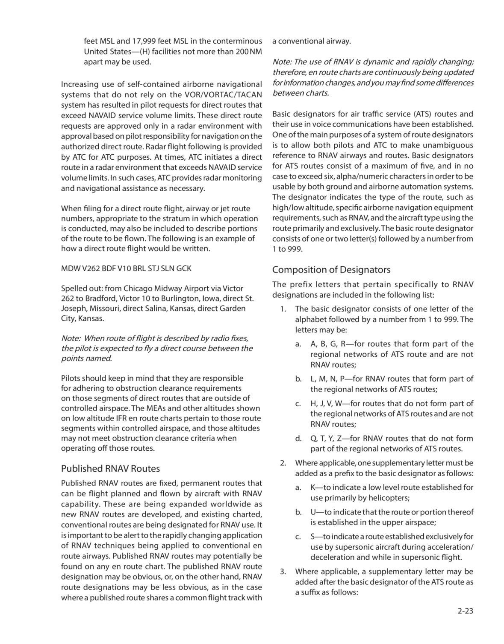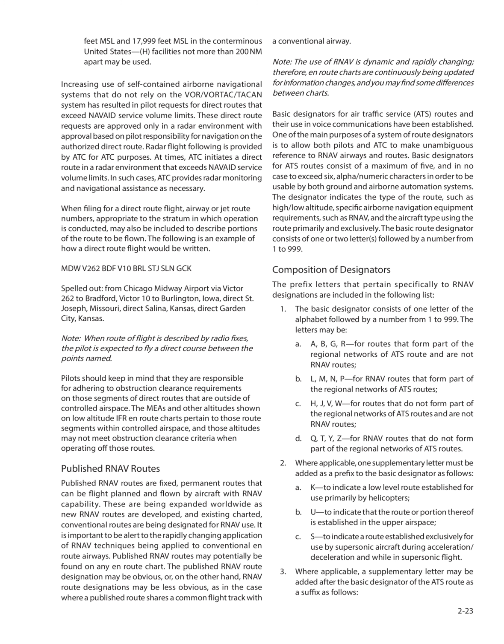The published RNP route designation may be obvious, or, on the other hand, RNP route designations may be less obvious, as in the case where a published route shares a common flight track with a conventional airway. Note, the use of RNP is dynamic and rapidly changing, therefore, en route charts are continuously being updated for information changes, and you may find some differences between charts. Basic designators for air traffic service, ATS, routes and their use in voice communications have been established. One of the main purposes of a system of route designators is to allow both pilots and ATC to make unambiguous reference to RNP airways and routes.